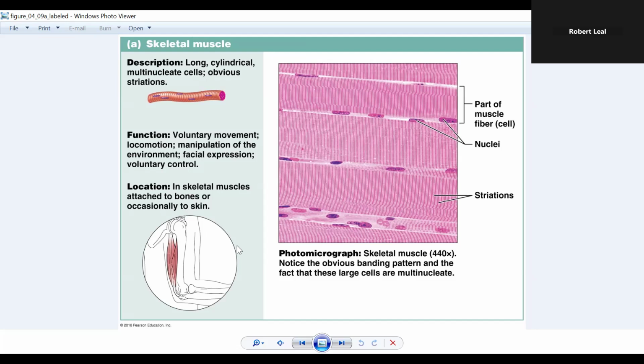Okay, so for skeletal muscle, the location is attached to your bones. The function is for voluntary movement, communication. In times where you're hot, times where you're cold, it'll contract quickly to produce heat. And also facial expressions. So that is the function of your skeletal muscle.